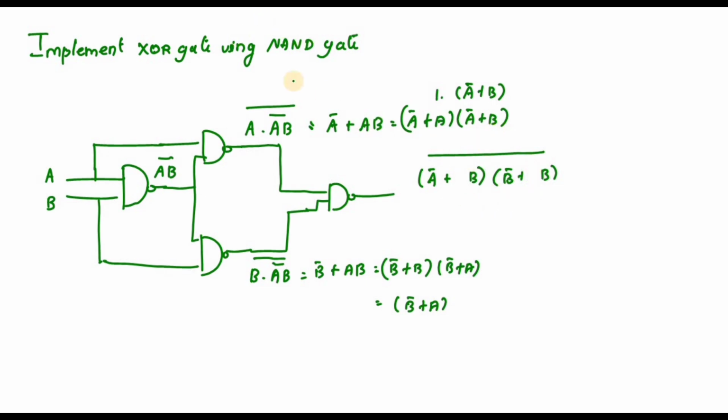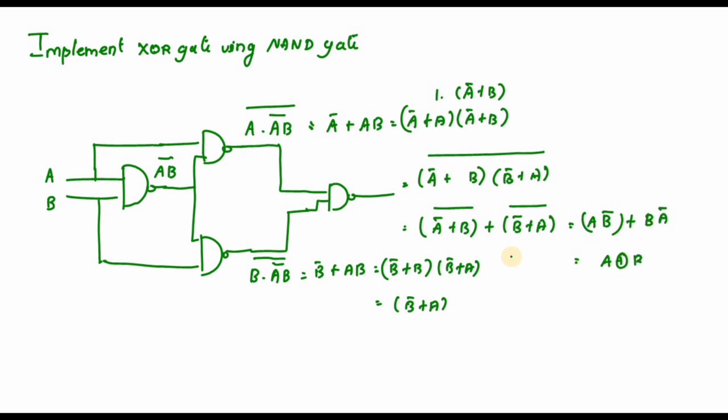So this is equal to (A bar plus B) the whole bar plus (B bar plus A) the whole bar. So this again I can filter it as A B bar plus B A bar. So this is nothing but A XOR B. So this is how you have to implement A XOR B.